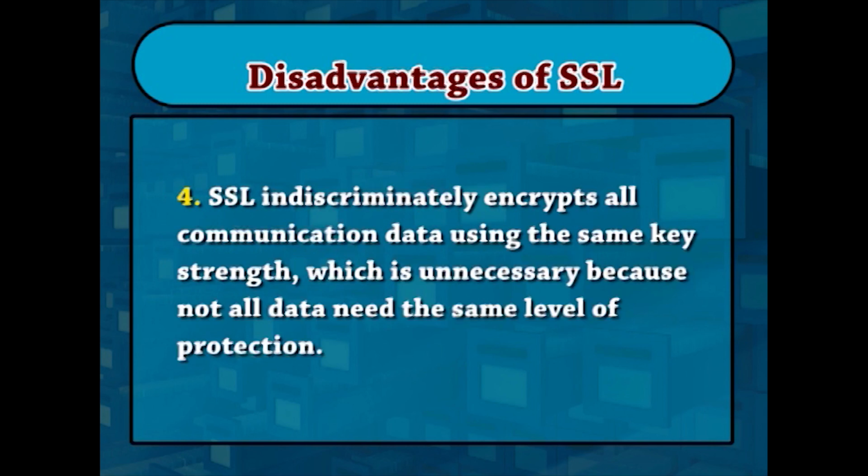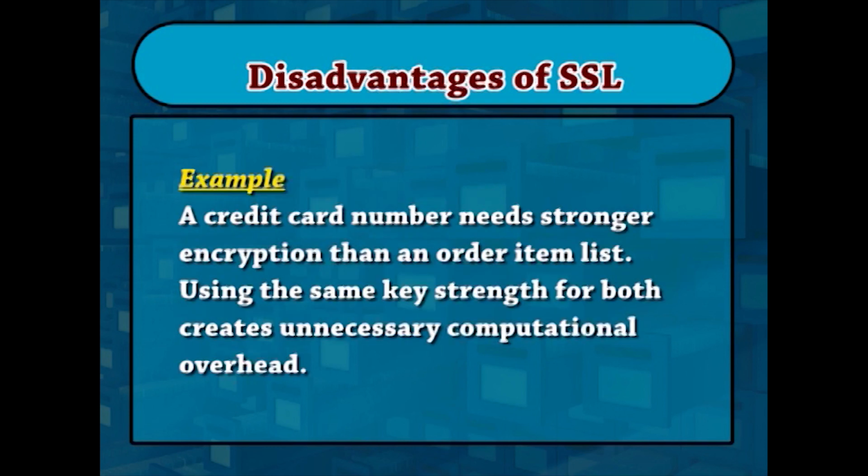Number 4, SSL indiscriminately encrypts all communication data using the same key strength, which is unnecessary because not all data needs the same level of protection. For example, a credit card number needs stronger encryption than an order item list. Using the same key strength for both creates unnecessary computational overhead.